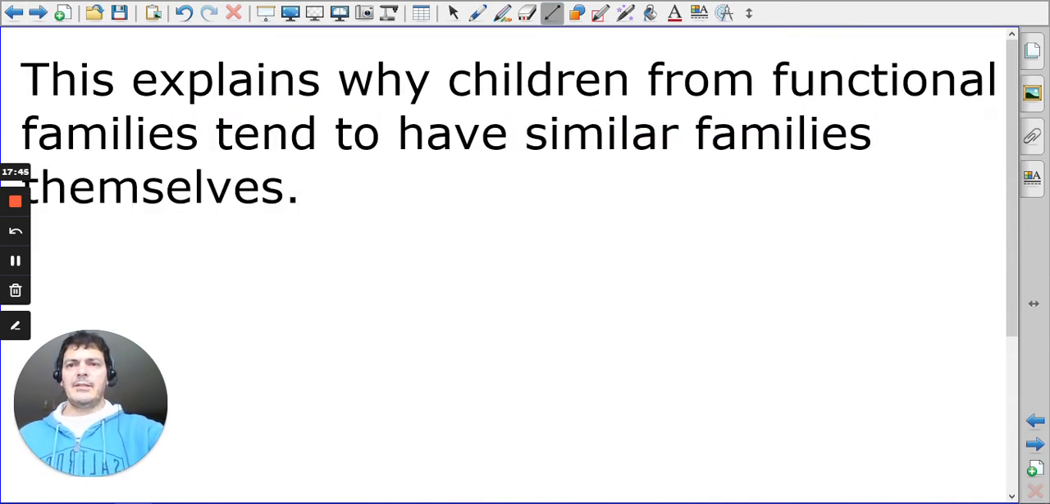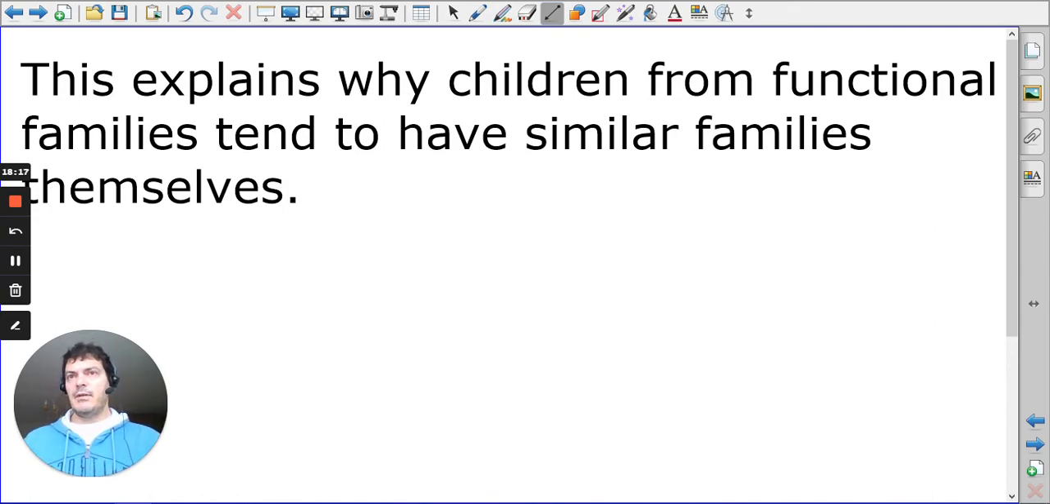Okay, and so it's easy to look at the negative, but obviously Bowlby is talking about the positive here as well, saying that if you do come from a functional family, you tend to have similar families yourselves. And so at this particular stage it's important for you to recognize that if you come from a functional family, perhaps you don't understand what it's like to be in a different situation.